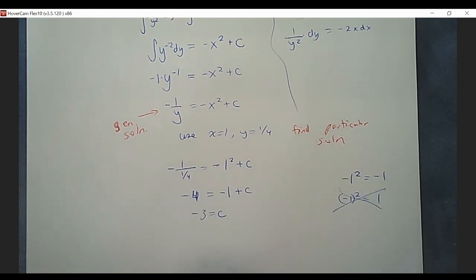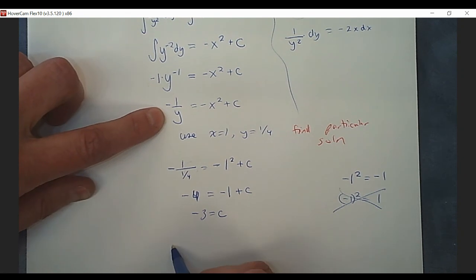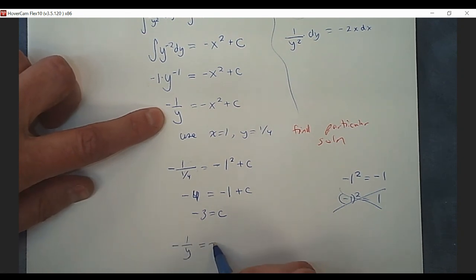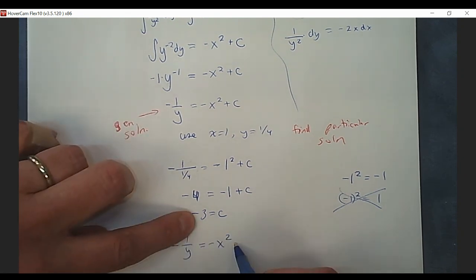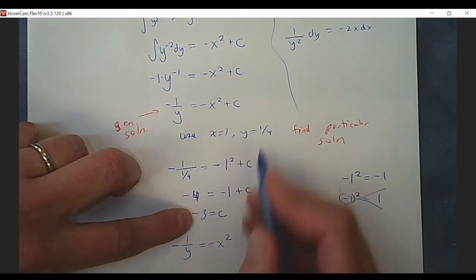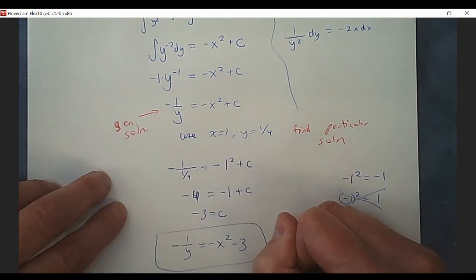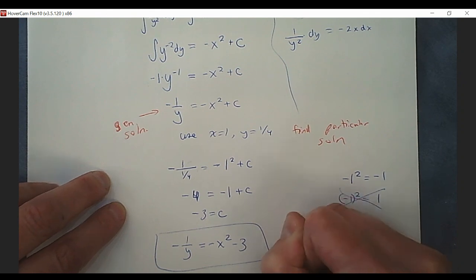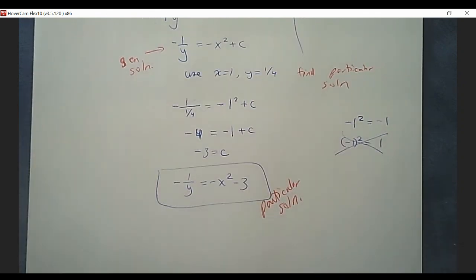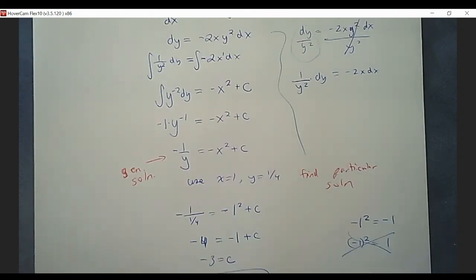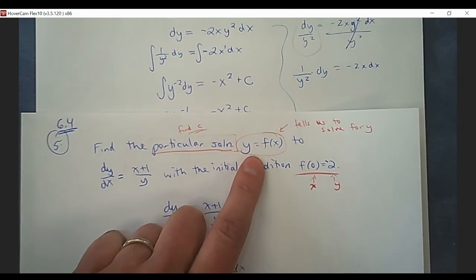So for my particular solution, we take the general solution, and we just replace the c value with the constant that it has. Instead of writing plus negative 3, I'm going to write minus 3. And this is the particular solution. We do not have to solve for y because the directions did not ask us to. We'll know if we need to solve for y. It's so easy to miss, but it's this right here.